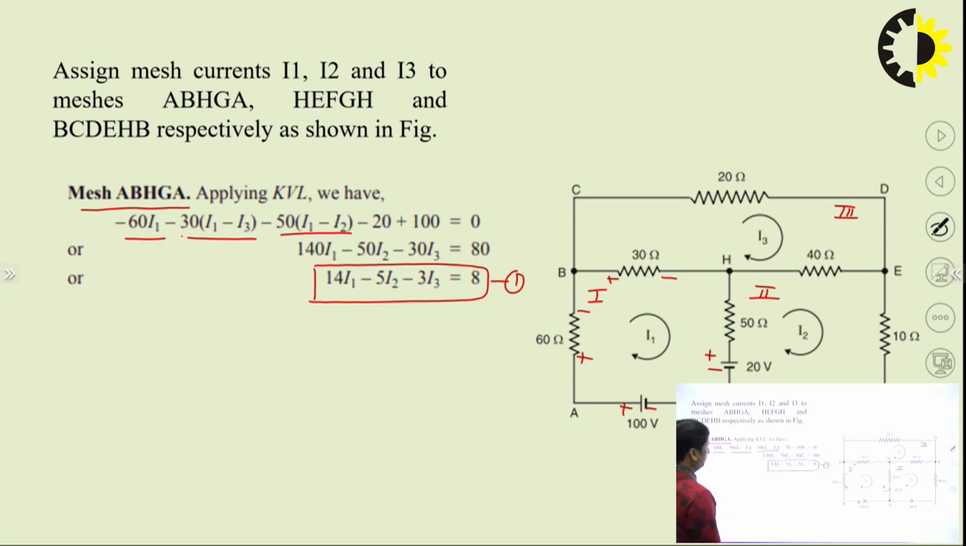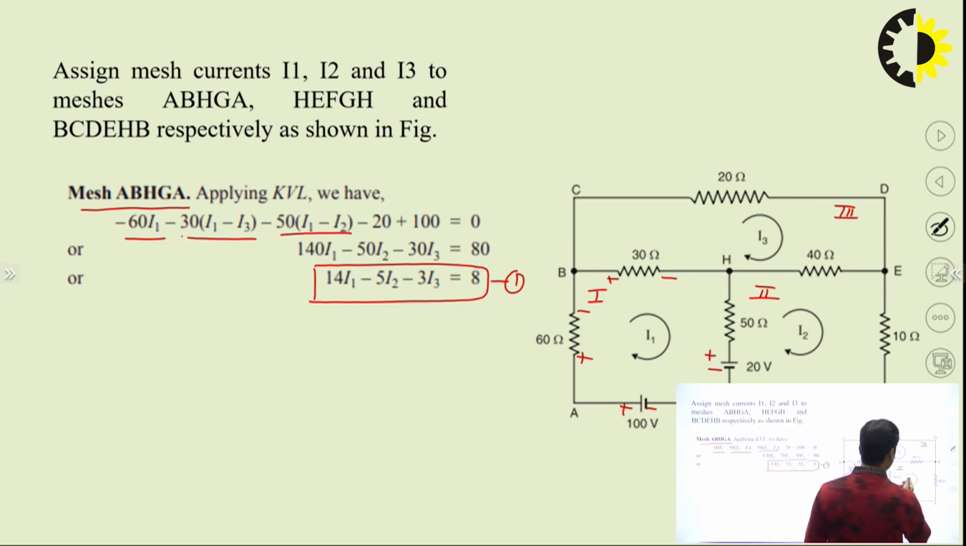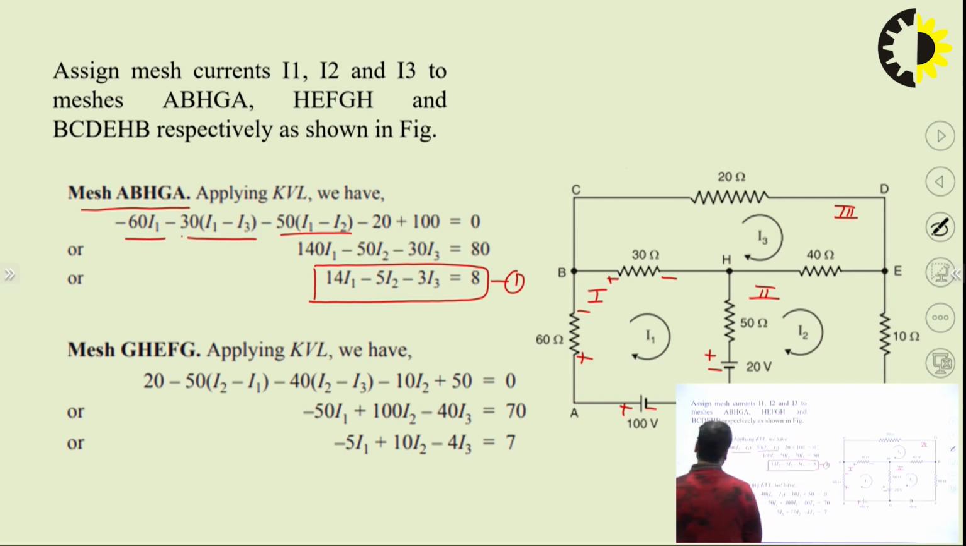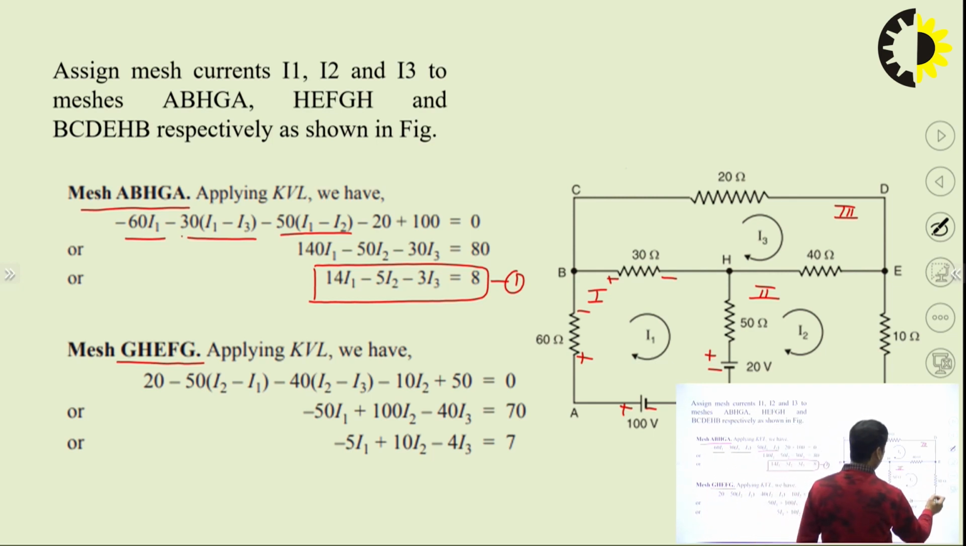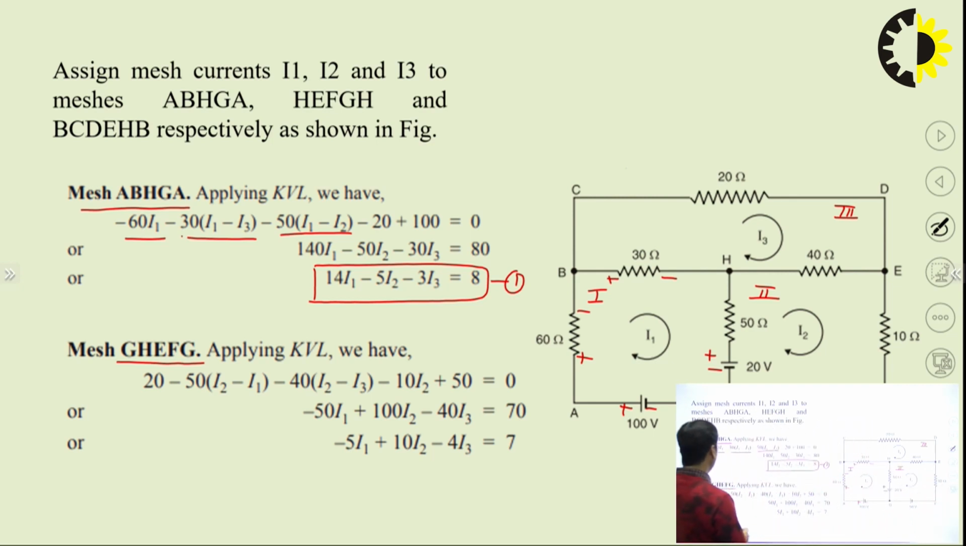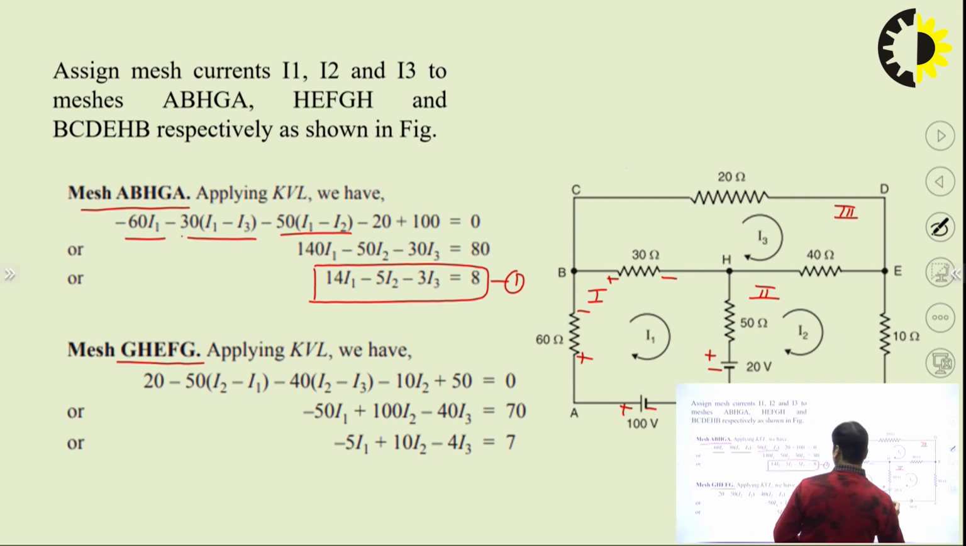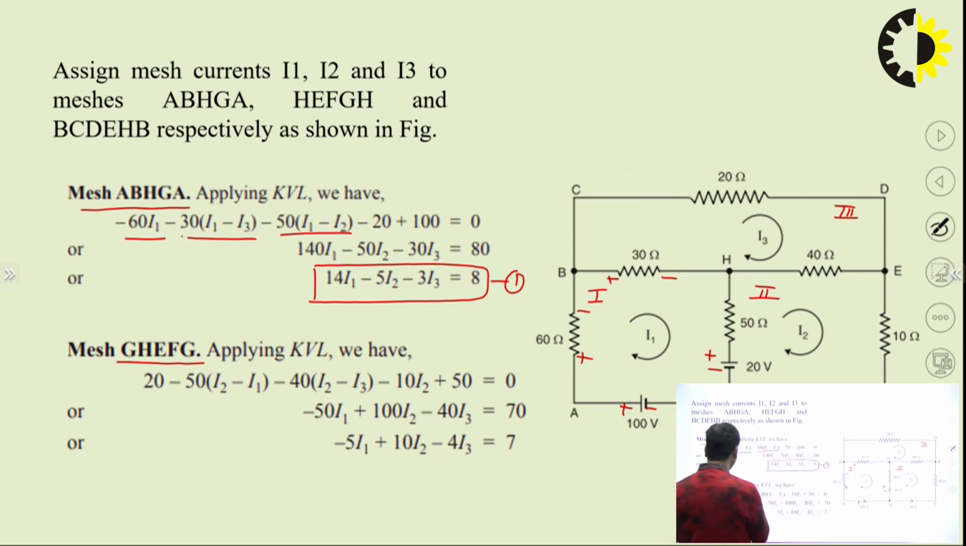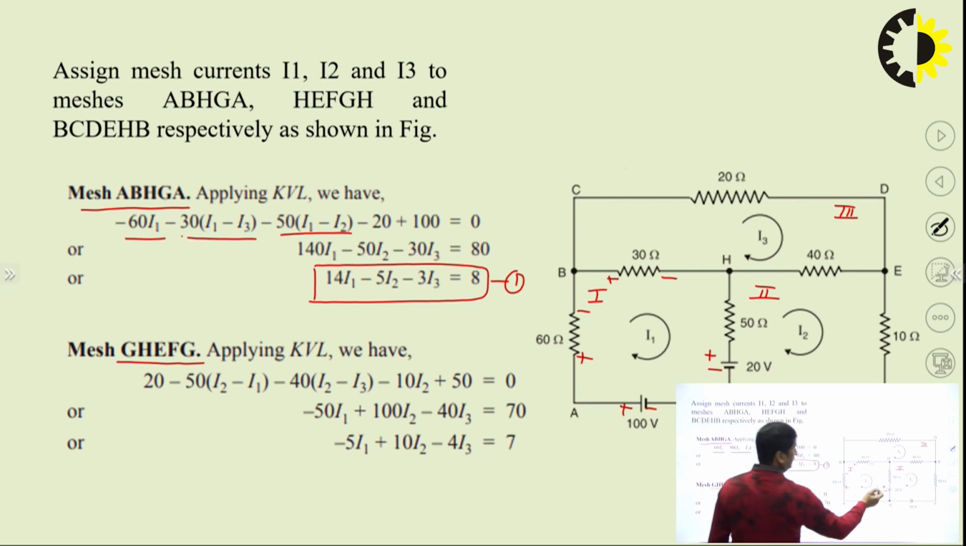In a similar way, we will apply KVL in the second loop, that is the mesh GHEFG. Again we apply Kirchhoff's voltage law in this loop starting from G. Since we are going clockwise, this is minus to plus, so plus 20, that is the rise in the voltage. Then at this point this is plus, this is minus, a drop in the voltage, minus 50, and the current, as we already know, is I2 minus I1 in this branch.